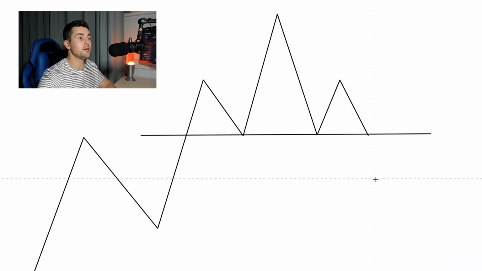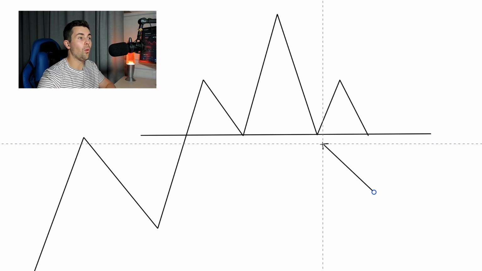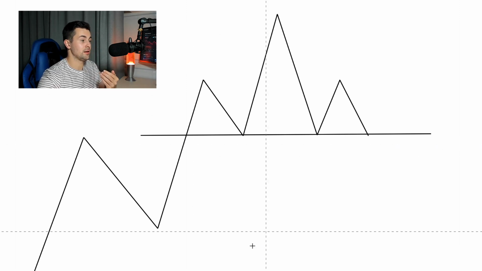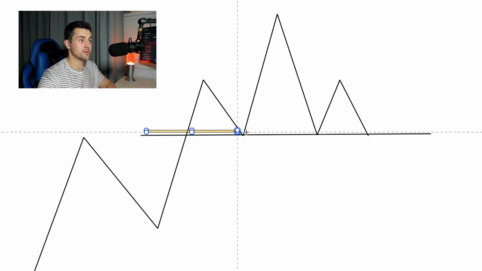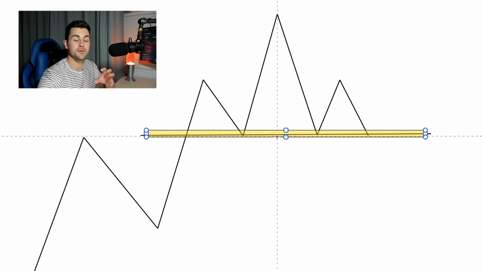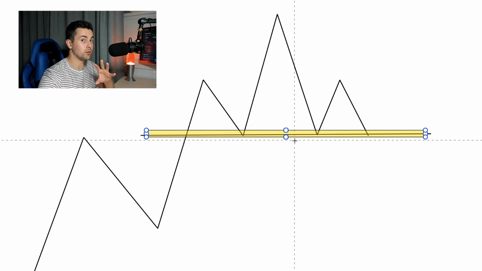And the fourth element of the pattern is the neckline, because once the price completes the right shoulder, the price tests the level of the previous higher low again. So that right here, the price sets three equal lows.